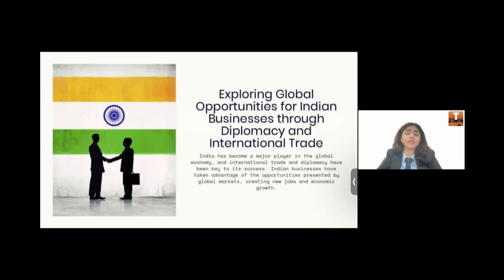Second would be trade agreements. In this, we'll be talking about the free trade agreements, FTAs. Participating in trade agreements, and preferential trade agreements, the PTAs, opens up new avenues for Indian businesses. These agreements eliminate or reduce trade barriers, including tariffs and non-tariff barriers, enabling Indian companies to access foreign markets more easily and compete on a level playing field.